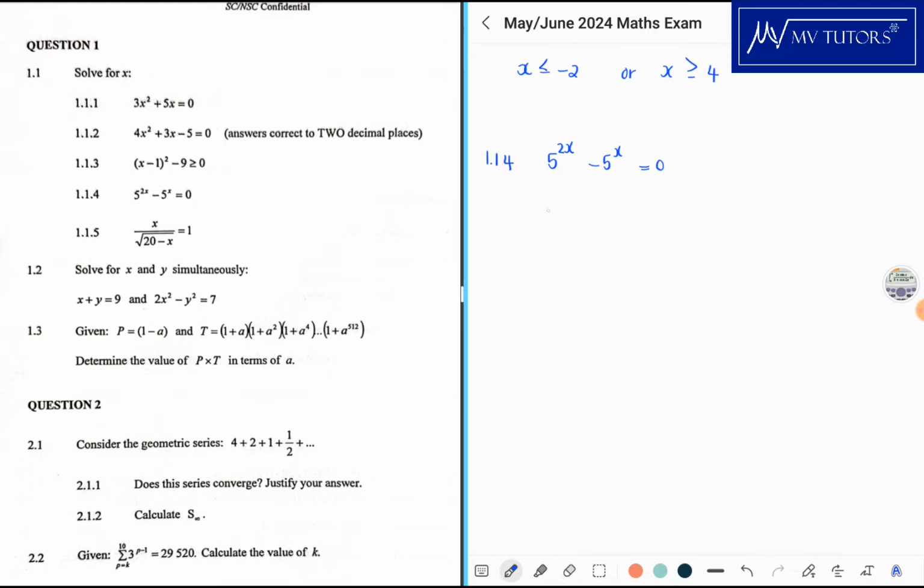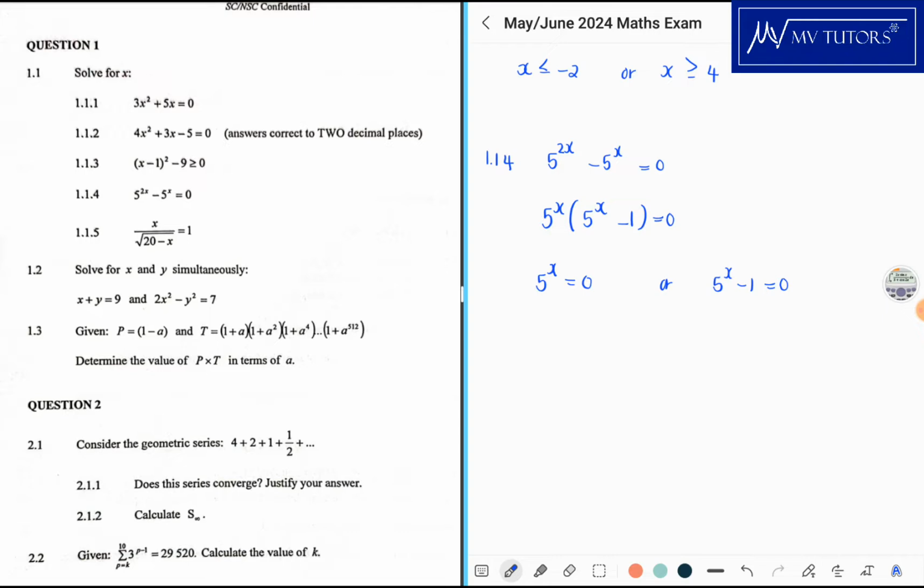Okay, so the common factor here would be 5 to the power x. And what are you left with? You are left with 5 to the power x minus 1, and that's equal to 0. So now we have 5 to the power x equal to 0, or 5 to the power x minus 1 equal to 0.